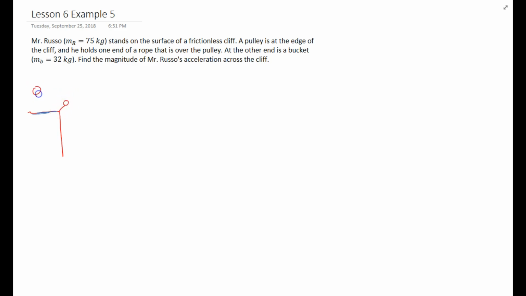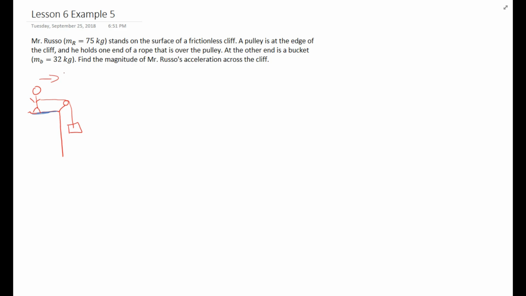So Mr. Russo is standing here, and he's holding a rope. The rope is going over the pulley, and at the end of the rope is a bucket. And he's going to be sliding like that. And we want to know the acceleration across the cliff.